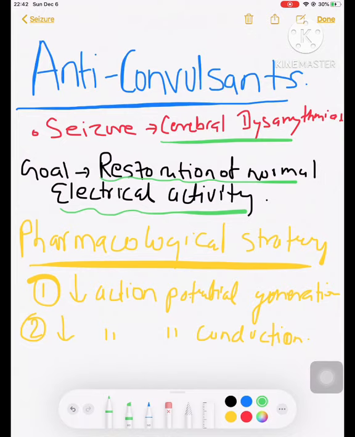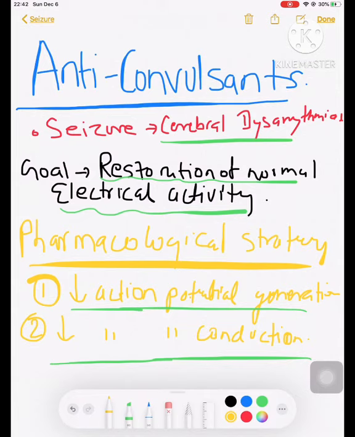So how do we control these electrical activities? What are the pharmacological strategies to control these seizures? You can either decrease the action potential generation or decrease the conduction of the action potential. These are the two pharmacological strategies.